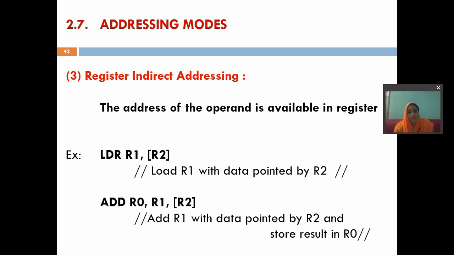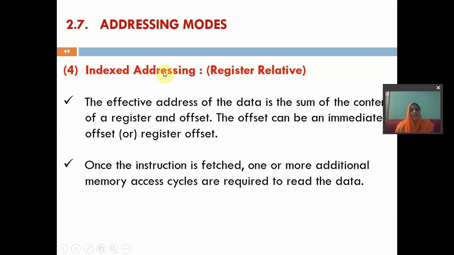Is it clear? So the address of the operand is available in a register: register indirect addressing mode. The fourth one is index addressing mode. It is also called register relative. What it means is the effective address of the data is the sum of the contents of a register and an offset address. The address of the data is a combination of register plus offset address, right? The offset can be a register offset or a register address.